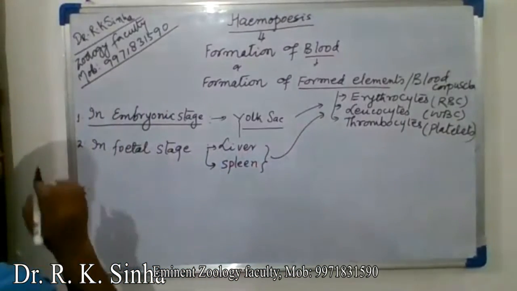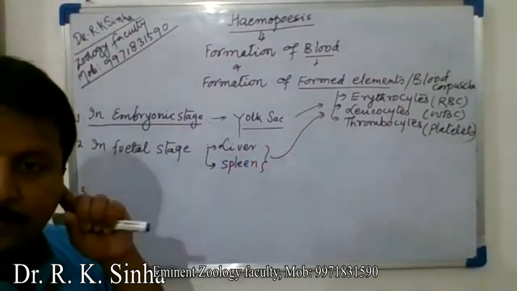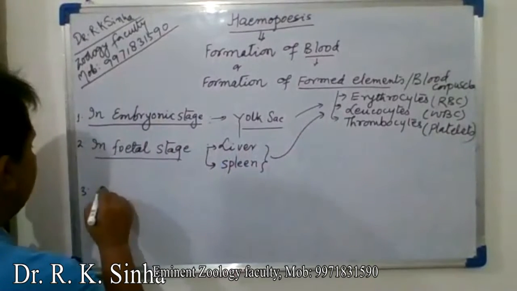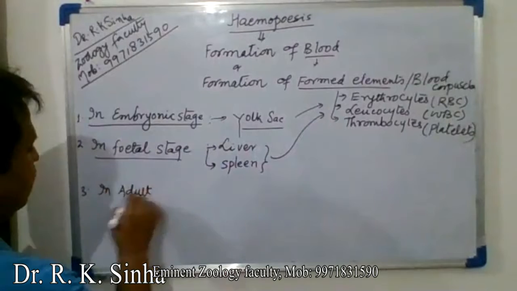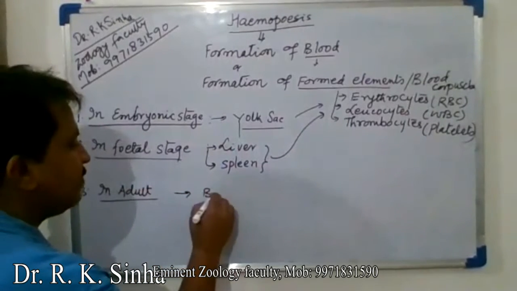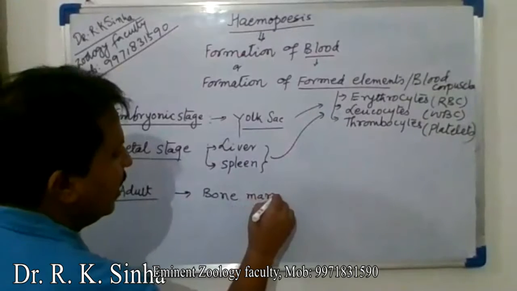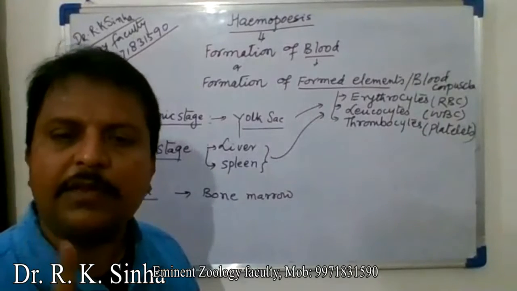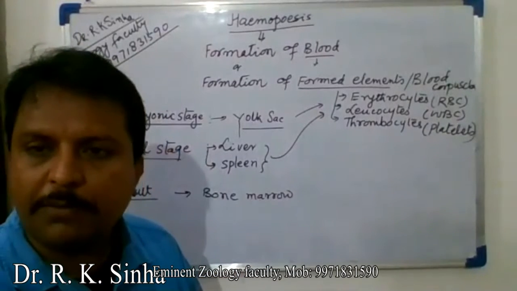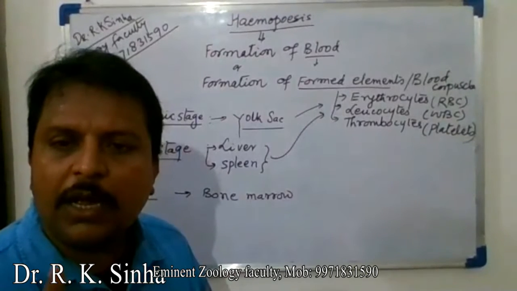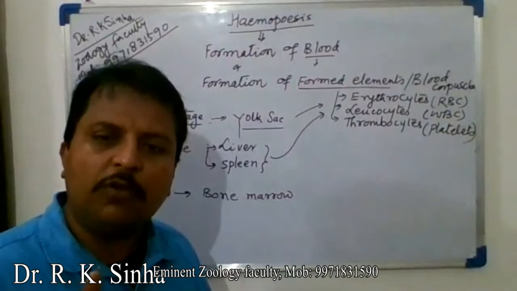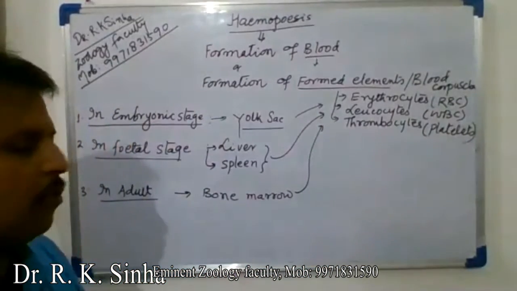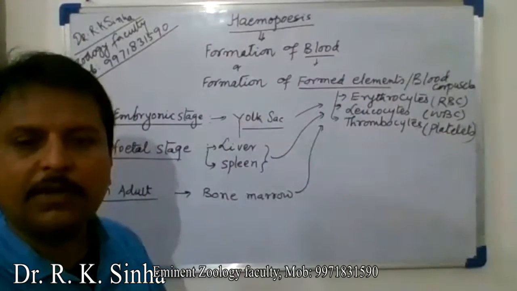The third stage comes after the fetal stage, means after birth, in adults. In adults, bone marrow is responsible, especially red bone marrow; the progenitor cells for the formation of blood cells are located in bone marrow. In special circumstances, yellow bone marrow is also responsible for the formation of blood cells. So this is the third case: bone marrow is responsible for the formation of blood cells. Is it clear?